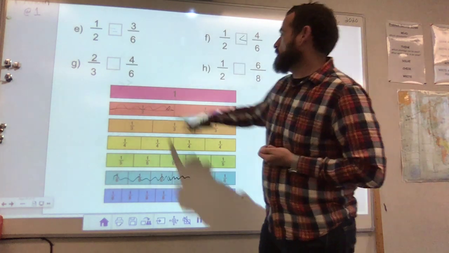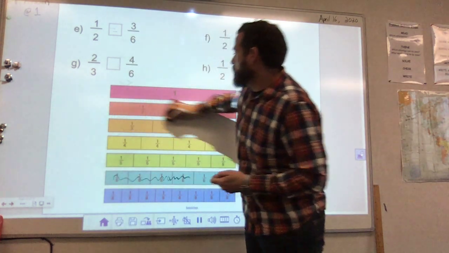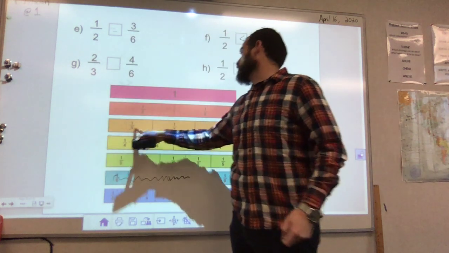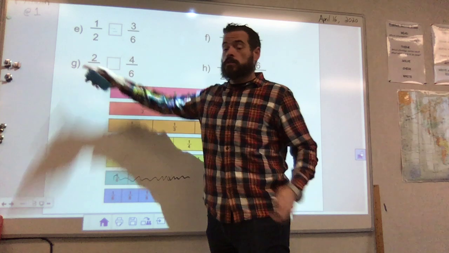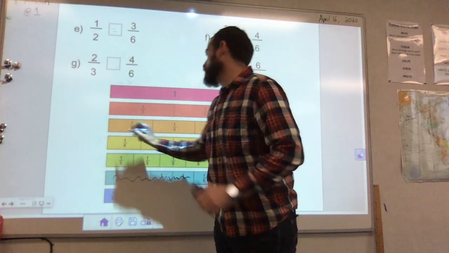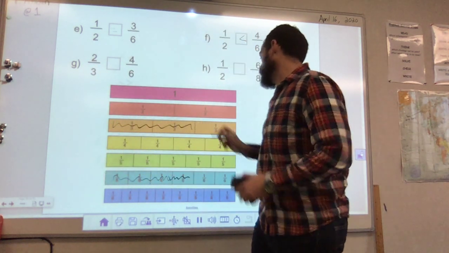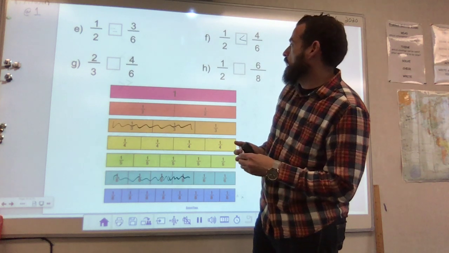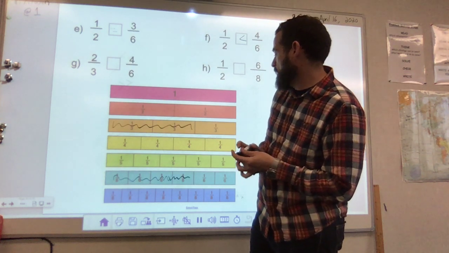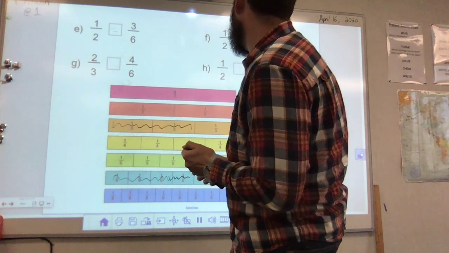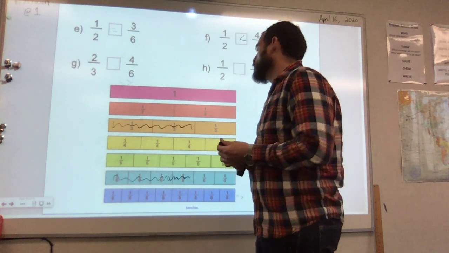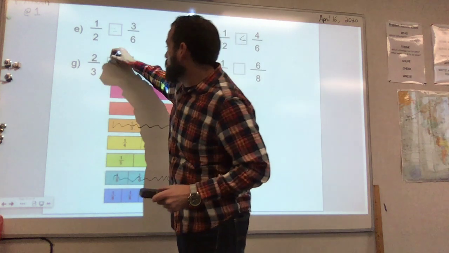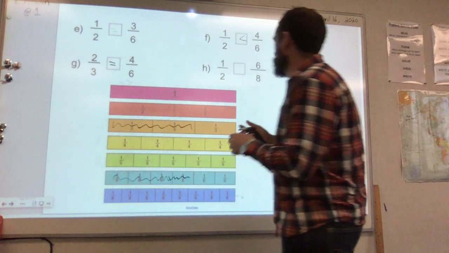I've got 4/6 here, but now I need 2/3. So I look at the denominator. There's my thirds. How many need to be shaded? 2. So there we go, 2/3 and 4/6. And it looks like we have another equivalent fraction again. So 2/3 and 4/6 are going to be equal.